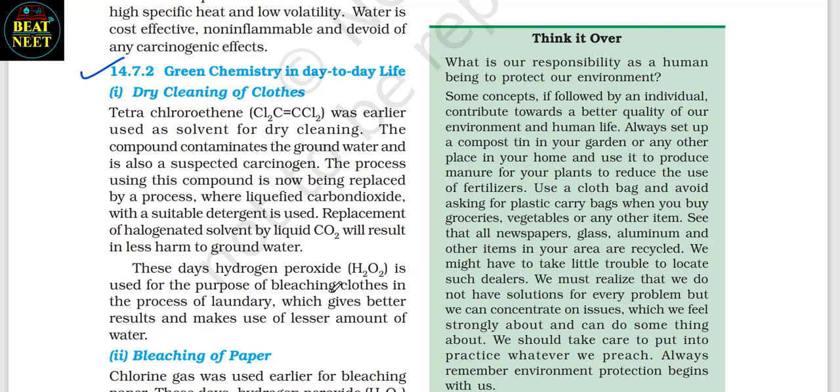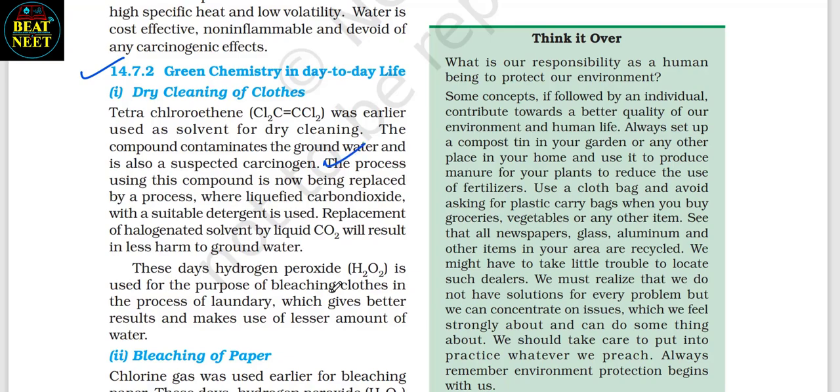14.7.2 Green Chemistry in Day-to-Day Life. Number 1. Dry cleaning of clothes. Tetrachloroethene, CCl2=CCl2, was earlier used as a solvent for dry cleaning. The compound contaminates the groundwater and is also a suspected carcinogen.